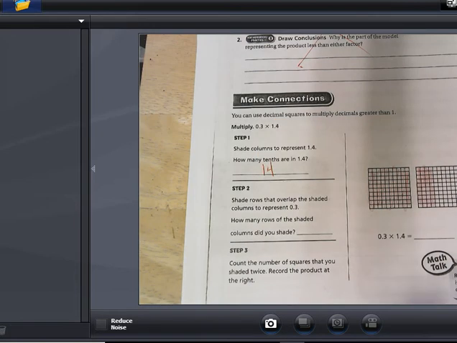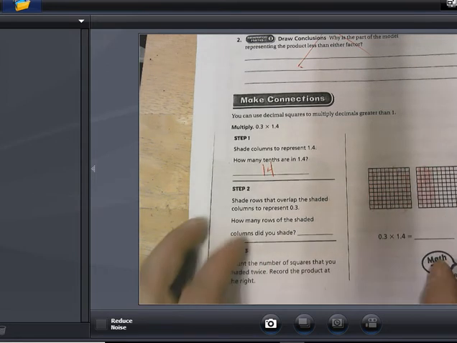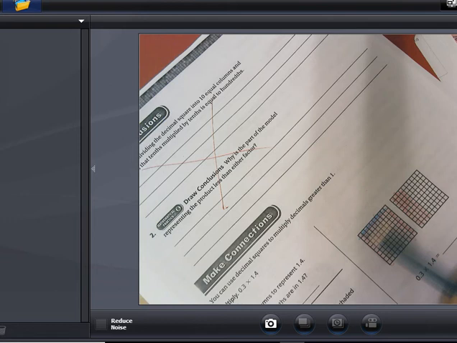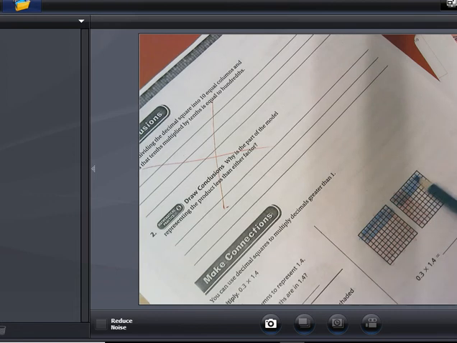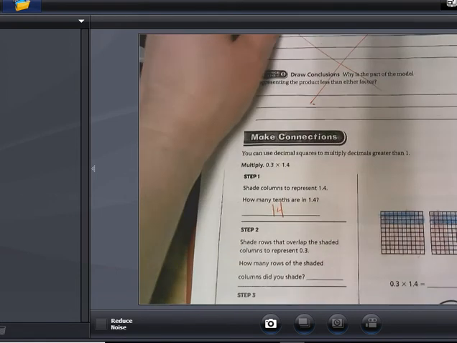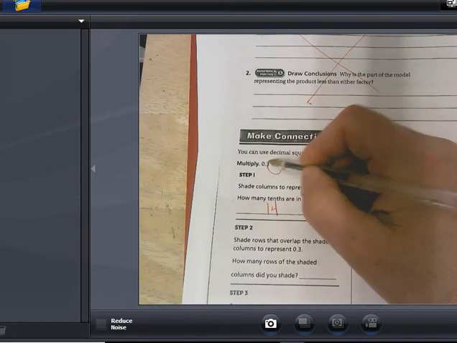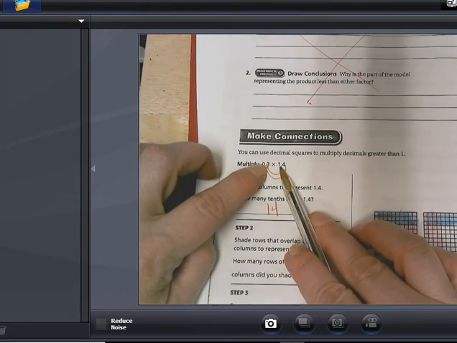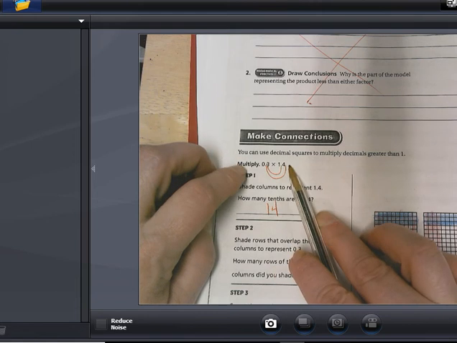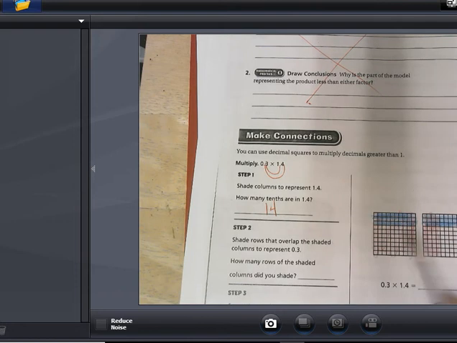Now we're going to shade the rows. How many rows are shaded? If I'm going to do 3/10, I have to do it to both squares. Why am I doing it to both squares? Because when I multiply, I have to do it to both of them. I have to take 3/10 times 1 whole and 3/10 times 4/10, so I have to shade them both.